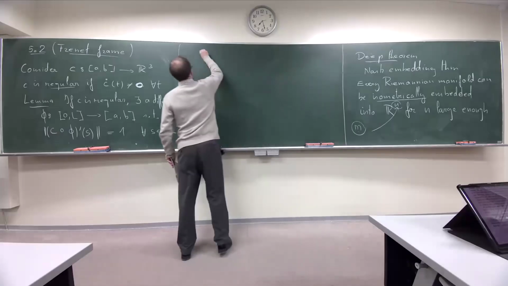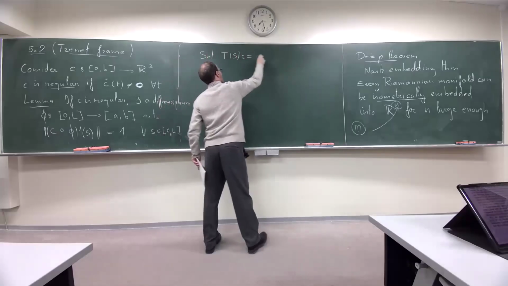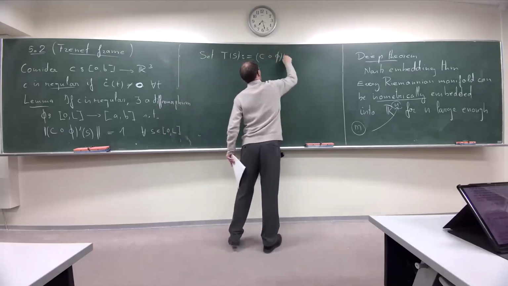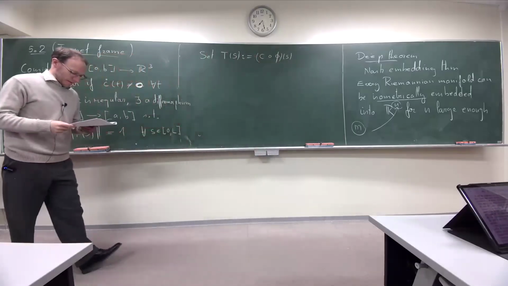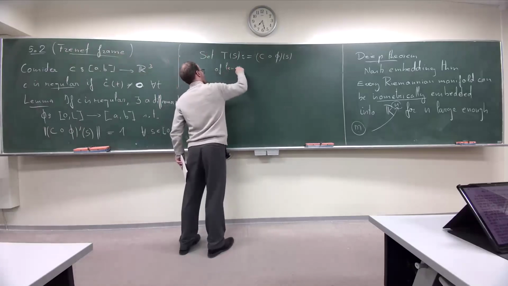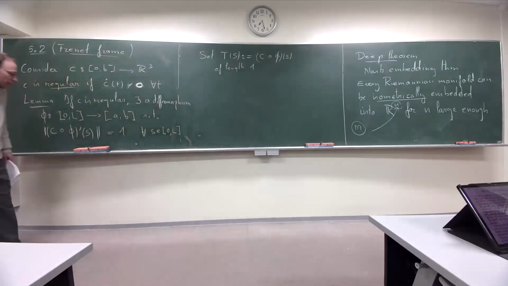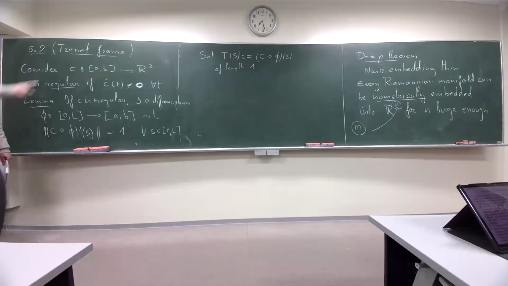Okay, so I'm going to set T of S as C composed with phi evaluated at S. It's a definition. Of course, it's of length 1. The length in this case is the usual length of a vector in R3.